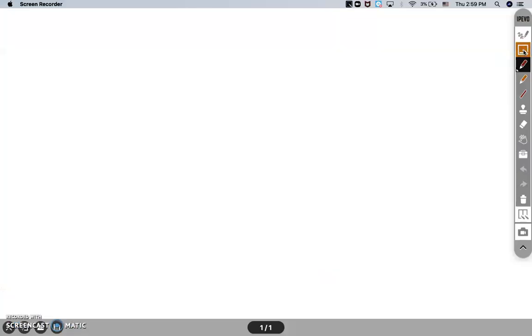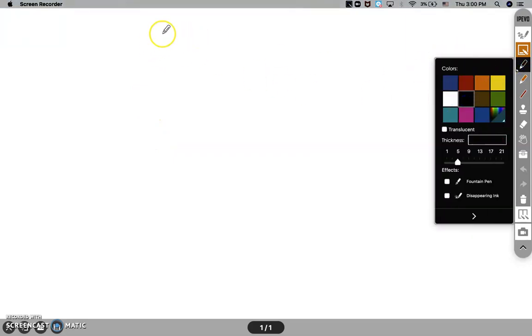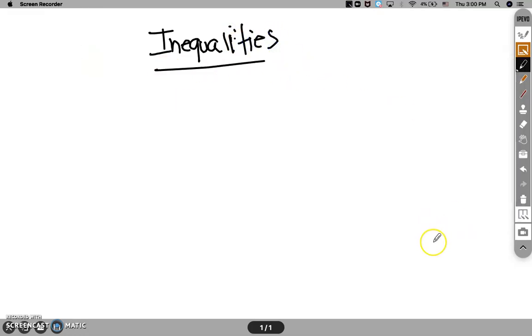Alright guys, today we're going to be focusing on our next topic, which is inequalities. We're still in the algebra unit, as we're going to be continuing. And inequalities are almost like equations, but instead of using an equal sign, they use the less than sign, the greater than sign, less than or equal to sign, and the greater than or equal to sign. Okay, so that's what inequalities use.